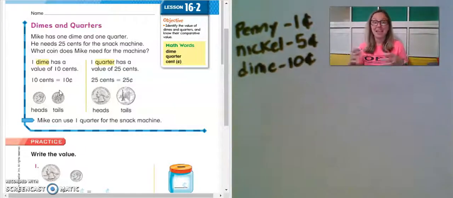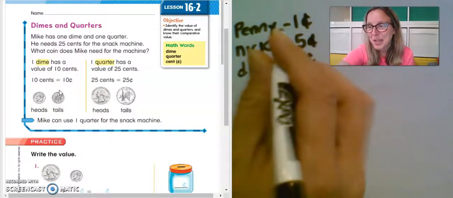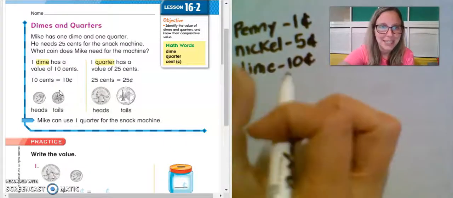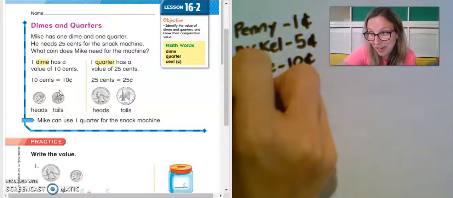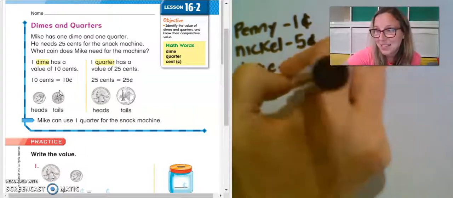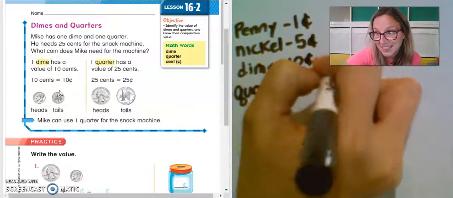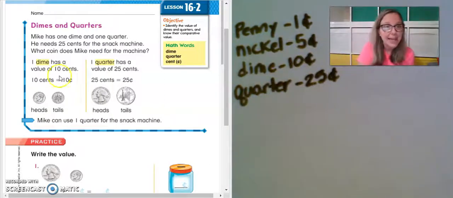Okay, so now it's like having a bundle. We count by 10, 20, 30, 40 for each dime we have. And then the big kahunas, the biggest coin that we have, other than our half dollars, which we're not going to get into, is the quarter. And the quarter equals 25 cents.